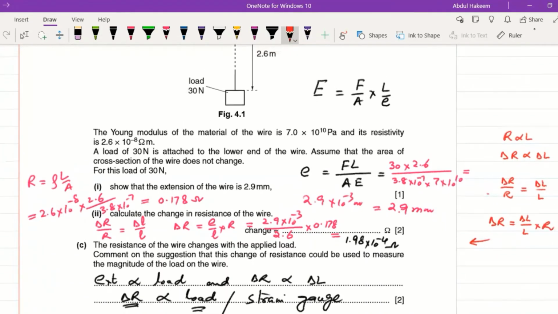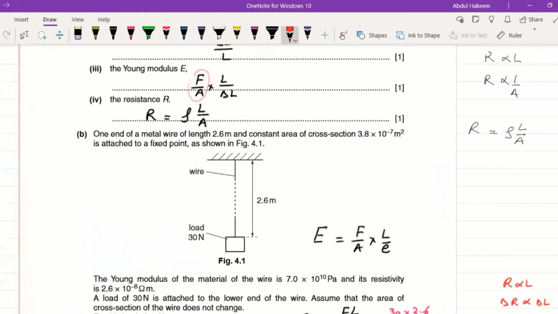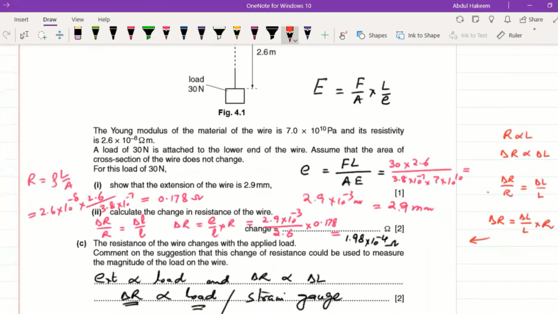Look, the area is given here. This one. Next.